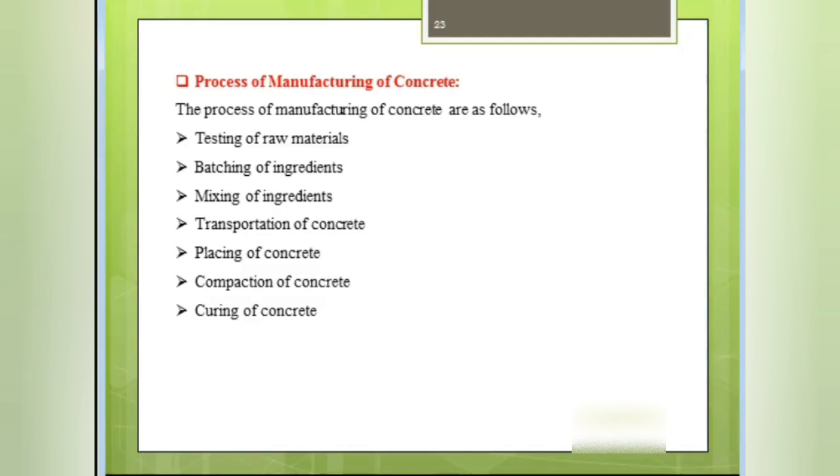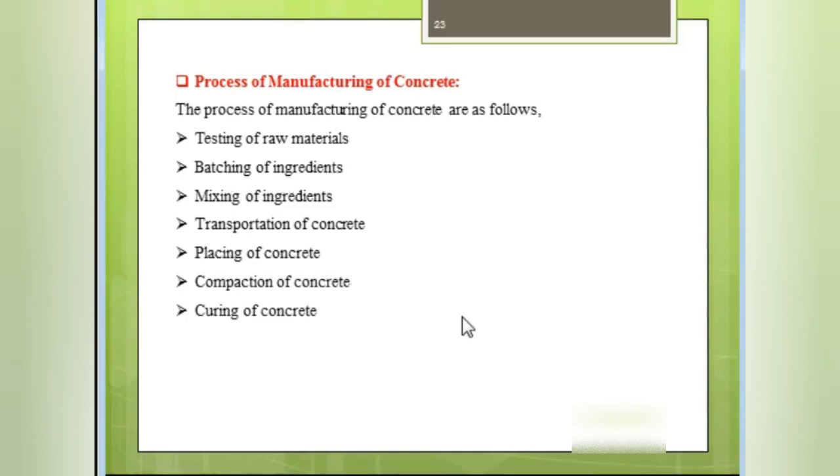Then transportation of concrete. It is in the sense of whether vertical transportation or horizontal transportation of concrete. If it is a high-rise building, then concreting needs vertical transportation of concrete by pumping or machineries. Whereas horizontal transportation is if you are making road pavement or slab casting. Means you have to transport your concrete from one place to another place, that is the transportation of concrete.